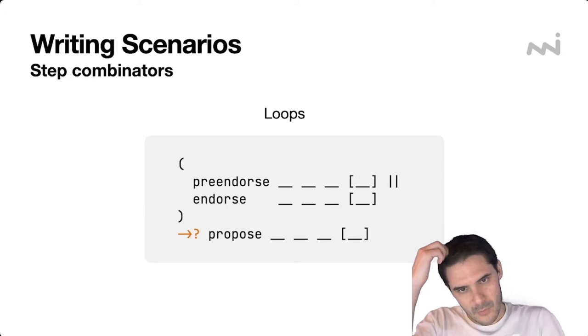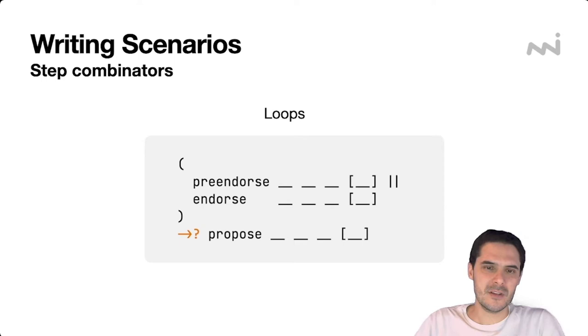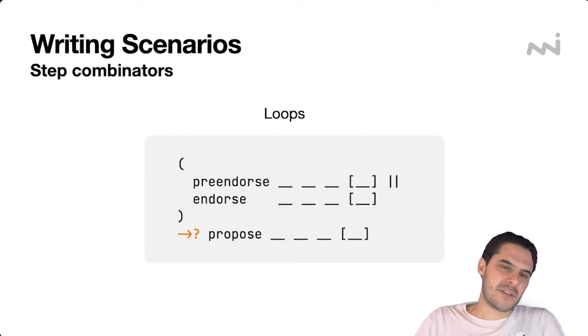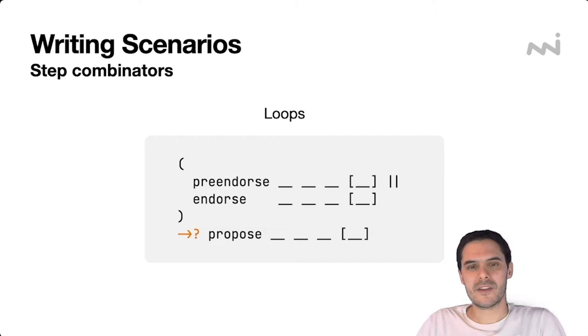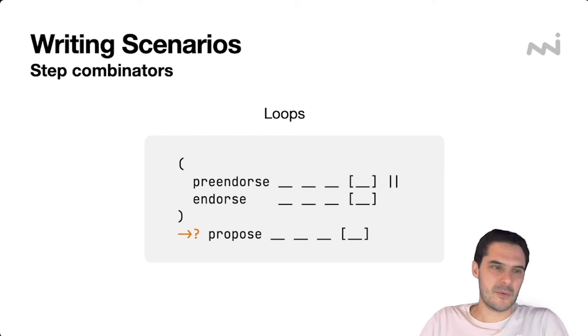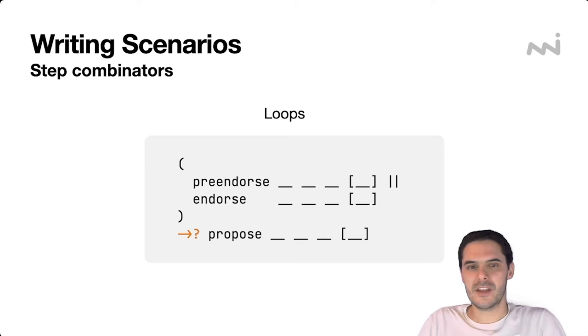And this is how we write loops, or steps that wait for something to happen. So here, this arrow with this question mark, and then on the right-hand side, we have a step which matches any proposal. And on the left-hand side, we have a step which will be matched whenever the one on the right is not matched. So for instance, here this step waits for a proposal to happen, and in between, while it's waiting for this proposal to happen, it will forward any messages which match either a pre-endorsement or an endorsement.